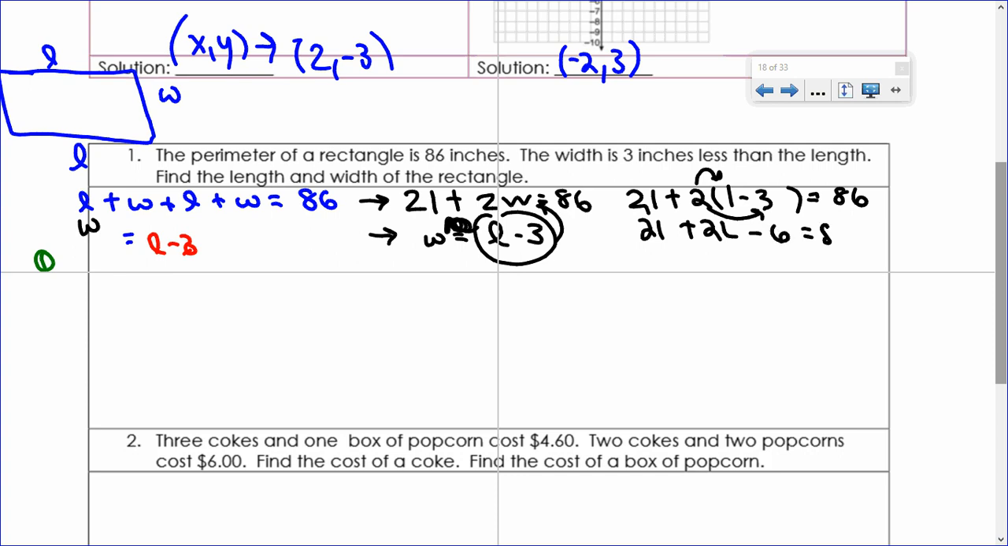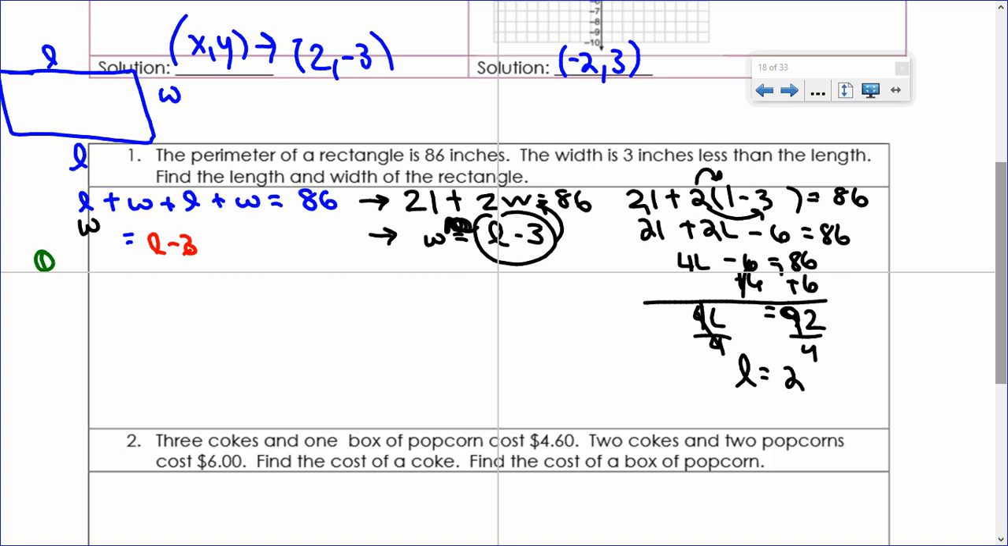6 equals 86. Combine like terms, I have 4 L's minus 6 equals 86. Add 6 to both sides, and 4 L's equals 92. Divide both sides by 4. I get L equals 26. I think we're talking about inches.